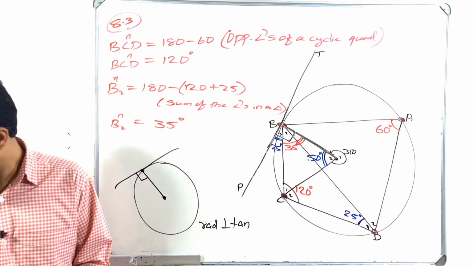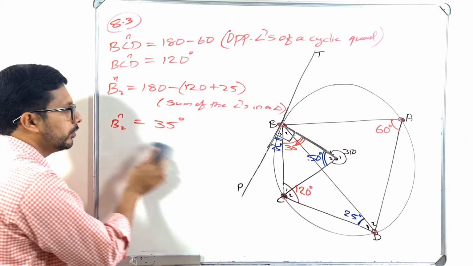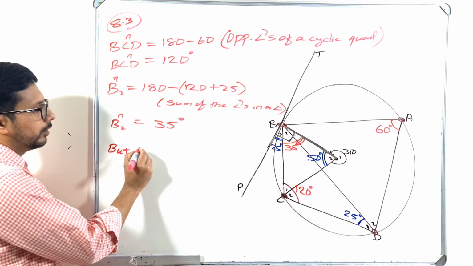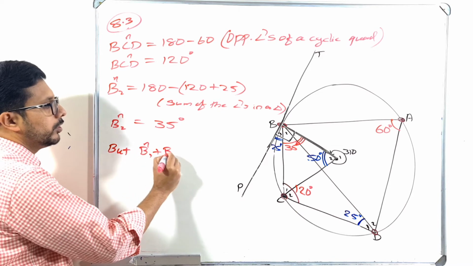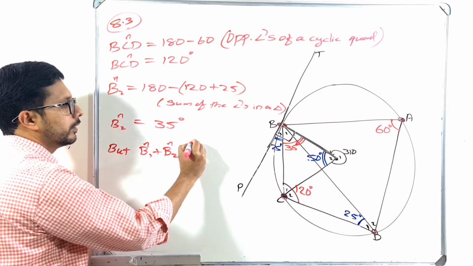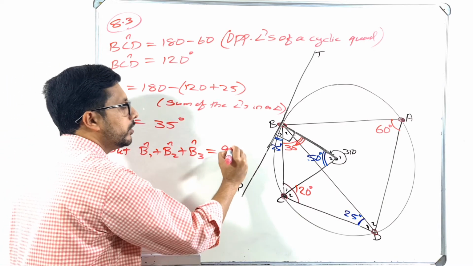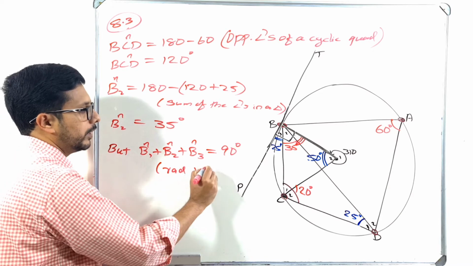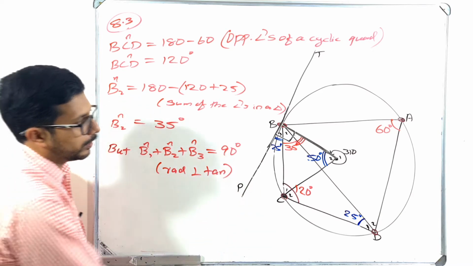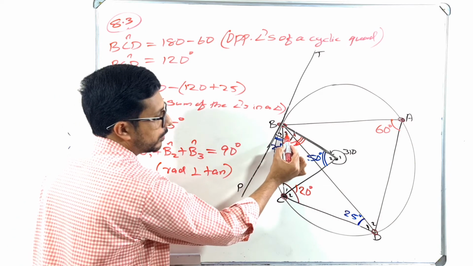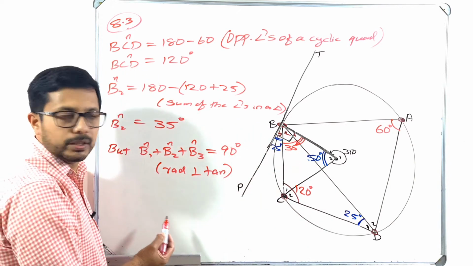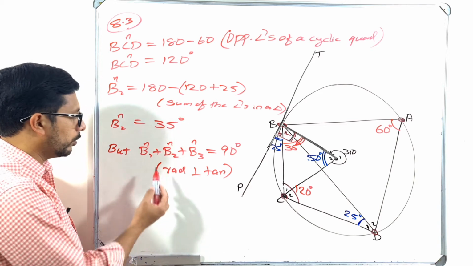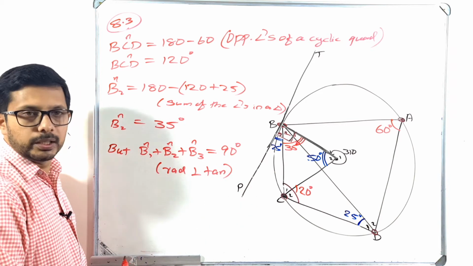Okay, so here, next step, you have to write: B1 plus B2 plus B3 is equal to 90 degrees. What is the reason for that? Radius is perpendicular to tangent. Am I right? This is B1, this is B2, and this one is B3. When you add all those angles, that is 90 degrees. So B1 plus B2 plus B3 is 90 degrees.